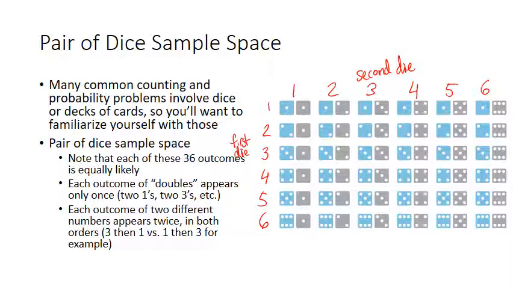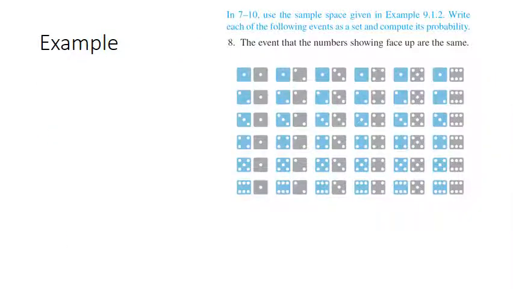Do notice that all of these outcomes are equally likely, but one interesting feature is that some outcomes appear twice in both orders. For example, here we have 3 on the first die and 1 on the second die, and then here we have 1 on the first die and 3 on the second die. So that is considered 2 separate outcomes. But on the other hand, for 1 and 1, you only have 1 outcome like that. So we could say that it's twice as likely that you would get a 3 and a 1 in either order as it is to get a 1 and a 1. So that's something interesting to note about this. Okay, let's do an example where we use this.